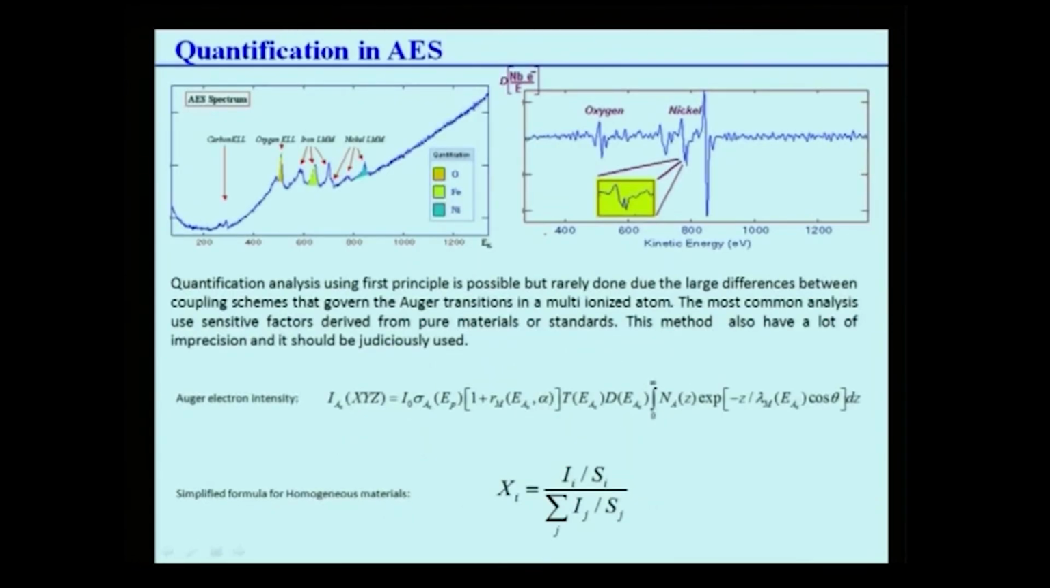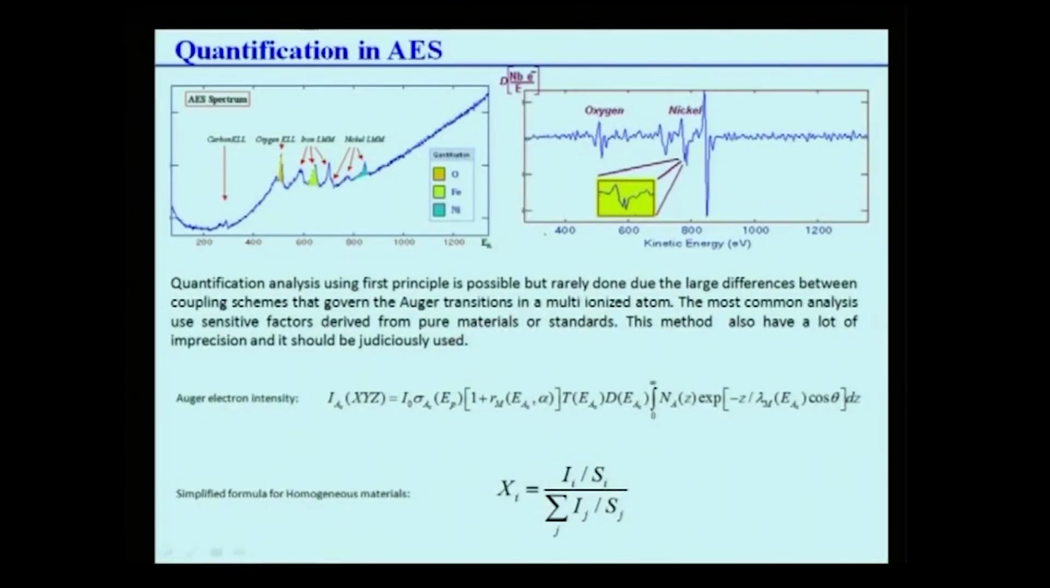Next thing which I would like to discuss is the quantification in XAES. I think I have discussed a lot about quantification in XPS. Similarly, AES spectra can also be used to quantify different elements. Quantification analysis using first principles is possible, but normally not done due to the large difference between coupling schemes that govern the AES transitions in a multi-ionized atom. What it means is that if there is a multi-ionized atom, then there will be large differences between the couplings of different transitions, and this makes the quantification difficult.